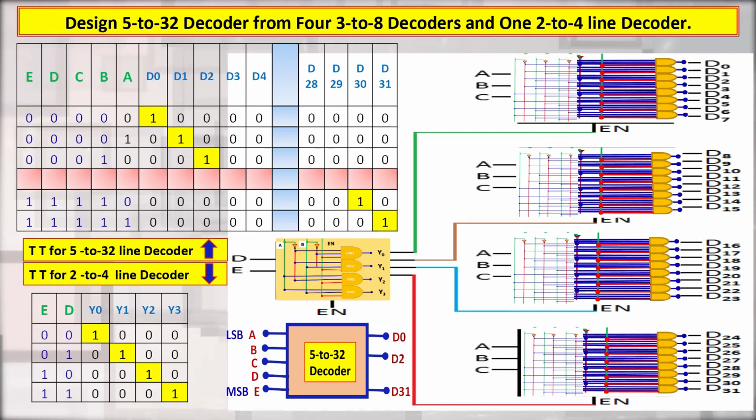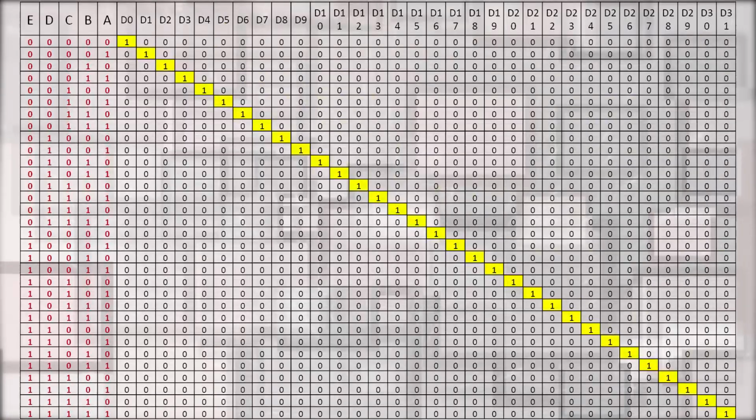So, based on the 5 input bits, the 2 to 4 decoder will select any one 3 to 8 decoder, and based on the input ABC, any one output of that selected decoder will be activated high. This way we can realize the 5 to 32 line decoder with the help of 3 to 8 decoders and a 2 to 4 decoder. We can just have a look at the truth table for this case.